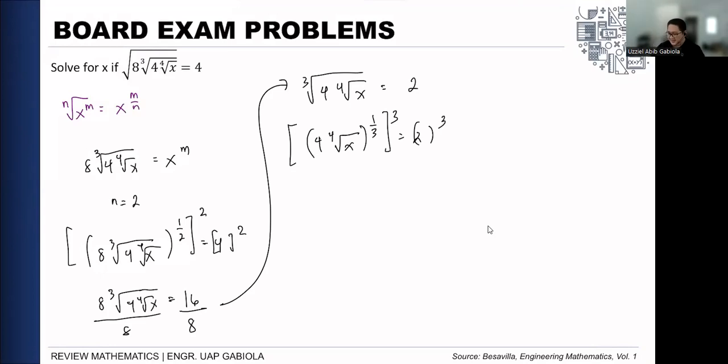Okay, so let's go back here. So 4 fourth root of x is equals to 8. Okay, simplify. Divide natin by 4. We have fourth root of x is equals to 2. Okay, so last, change natin. 1/4 is equals to 2. Then raise natin sa 4 both side para maging 1 yung exponent ng x. So, this will be x is equals to 16. So, this is our final answer.